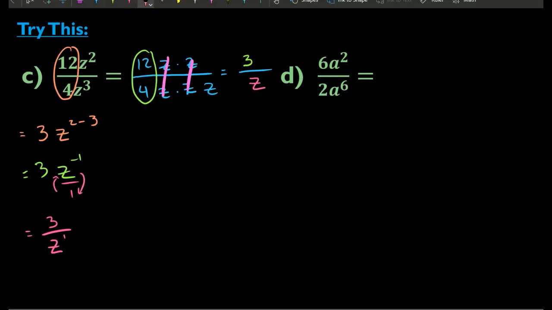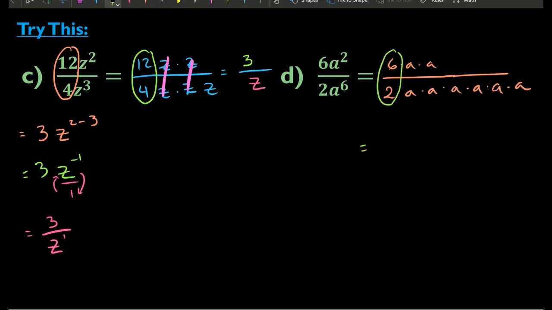Okay, now the next one. 6a squared is 6 times a times a, over 2a times a times a times a, 6 times. 6 divided by 2 will give me 3 on top. The a's divide out. That gives me a raised to the power of 1, 2, 3, 4. A to the 4th power at the bottom.